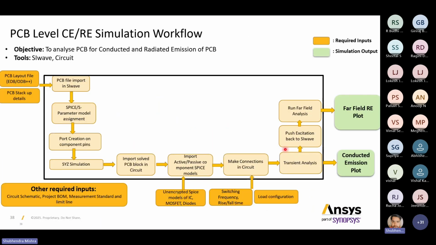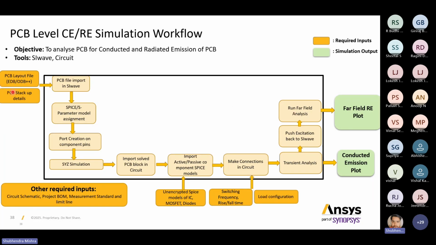Now when I'm talking about the PCB level simulations, the first step we perform in SIwave is importing the files and assigning the S parameter. If there is some data you want to add, you can add it. After that, we will create a port, do the SYZ simulations as well as return loss, then move to the circuit simulation. This phase is our circuit simulation. We will import the PCB blocks in the circuit. If you have a SPICE model for the resistor, capacitor, anything, you can import that and make the connections. After that, we will do the transient analysis. Here you will get the conducted emission plot itself in the circuit. And when you excite the data from the circuit to SIwave, you will get your far field radiated emission plot in SIwave. So this is our workflow for PCB level simulations.